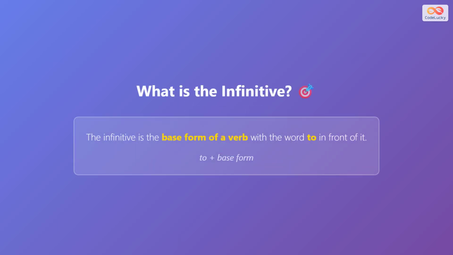The infinitive is the base form of a verb with the word to in front of it. For example, to walk, to read, to eat. This is the original, unchanged form of the verb. It is the form you will find in a dictionary. The infinitive tells us what action the verb describes without showing when the action happens.